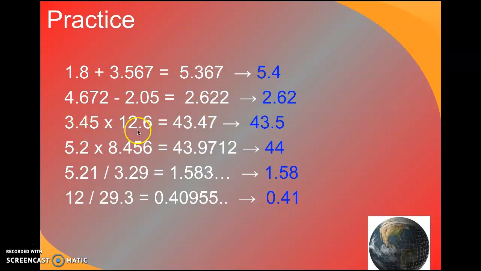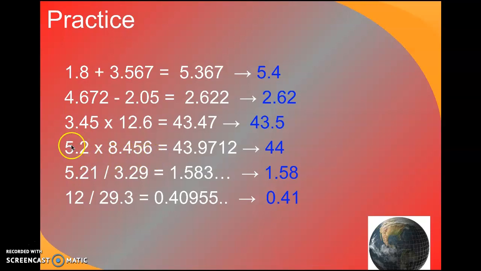Multiplication, we go by the number of significant figures. This has 3. This also has 3. So our answer that we calculated needs to be rounded off to 3 sig figs. So 43.5. We're going to round this up to 5 because the next digit is greater than 5. So 43.5. The next one is another multiplication, 5.2 times 8.456.